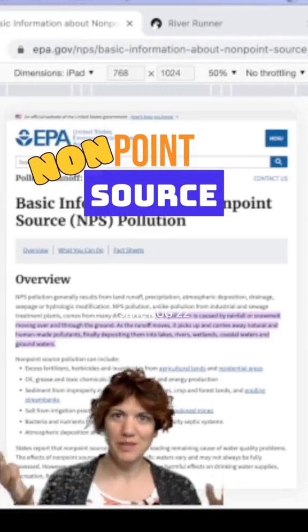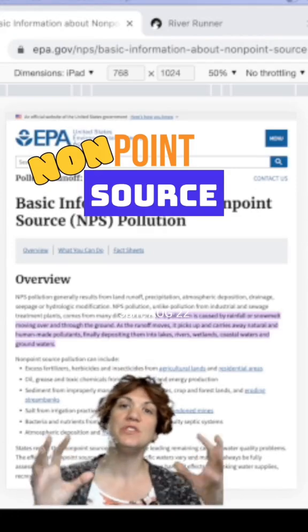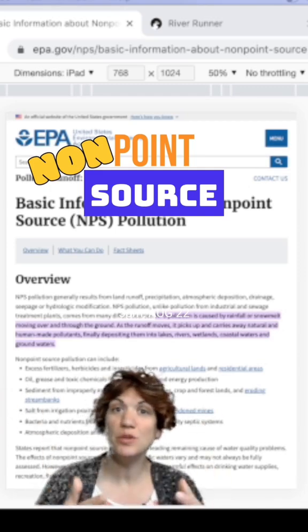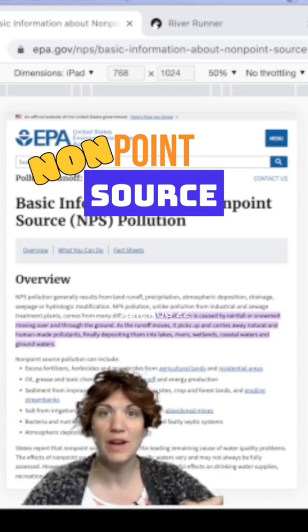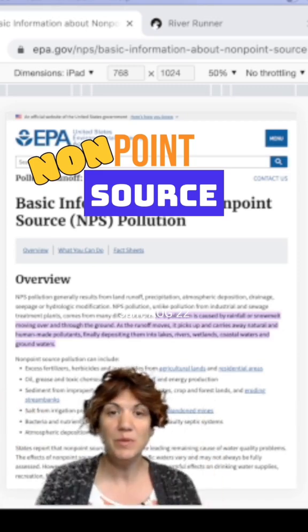So what is non-point source pollution? That's a great question. Non-point source pollution is any kind of pollutant that's picked up from rainfall or snowmelt as it runs over and through the ground, and then ends up taking that into our rivers or streams.